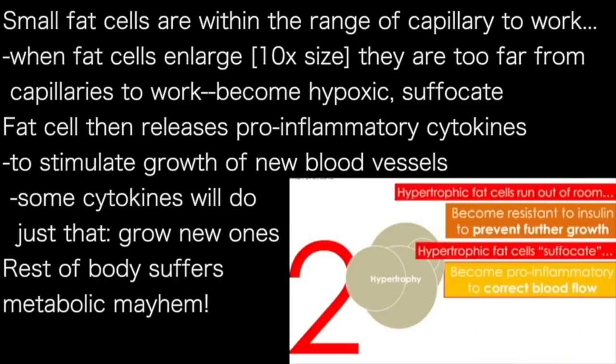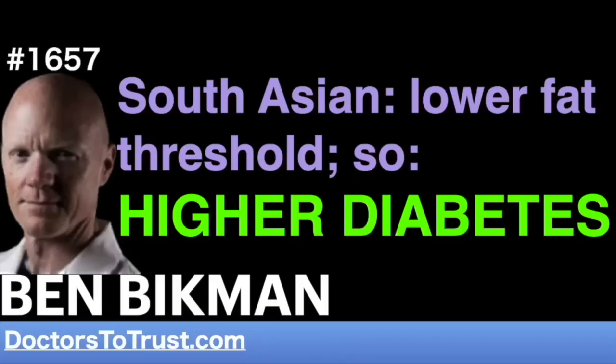Now, unfortunately, these two things that the hypertrophic fat cells do to survive end up creating so much of the metabolic mayhem that we see throughout the rest of the body. So the rest of the body is just suffering as an innocent bystander, all while the fat cell is just trying to survive.